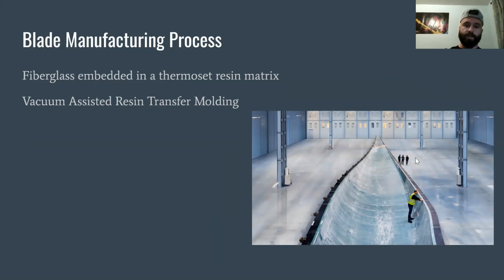Currently, most turbine blades are made of fiberglass embedded in a thermoset resin matrix. The most common manufacturing method for the turbine blades is vacuum-assisted resin transfer molding. A composite mold is laid out on the shown form. A nozzle is used to apply gel coat to the surface of the mold.